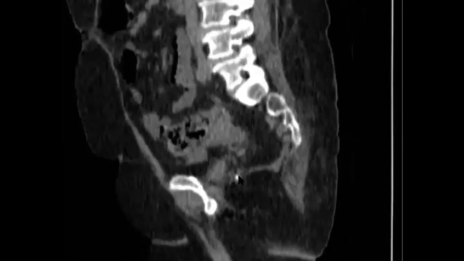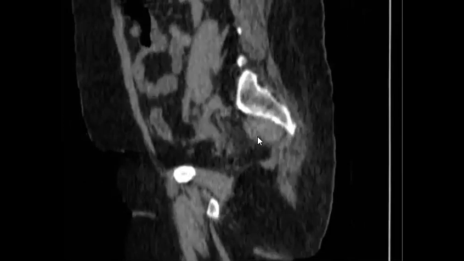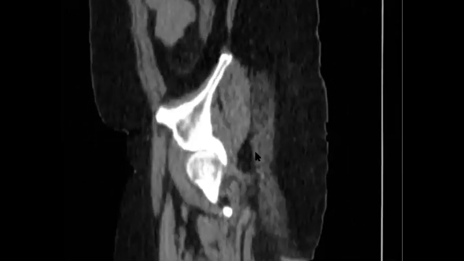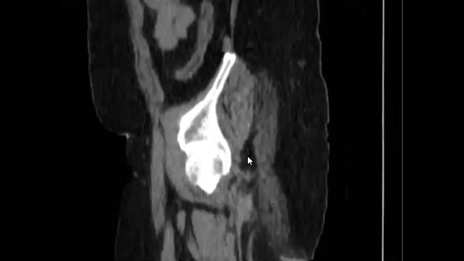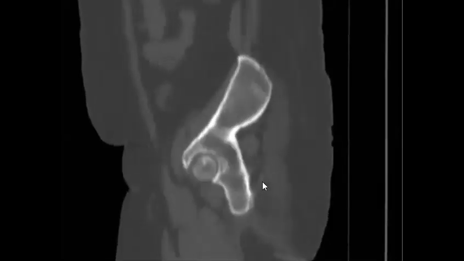We have about 3 minutes. If you can hurry, because I want to finish this case before we shift to the next stage. Sagittal, okay. Bone window, why not? Okay.